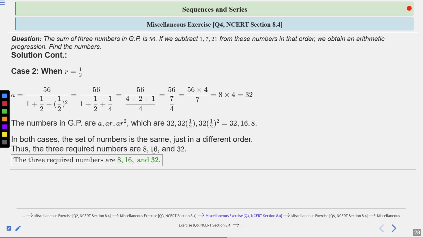So I hope this is the required solution of question number 4.